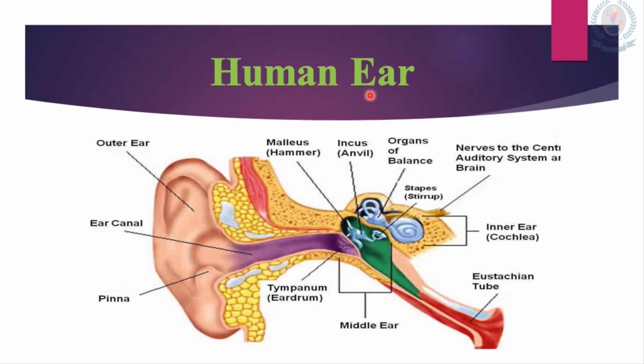This is the last part of the lesson, human ear. This is a structure of human ear. There are three areas of an ear. What are they? Outer ear. Outer ear belongs pinna and tympanic membrane.